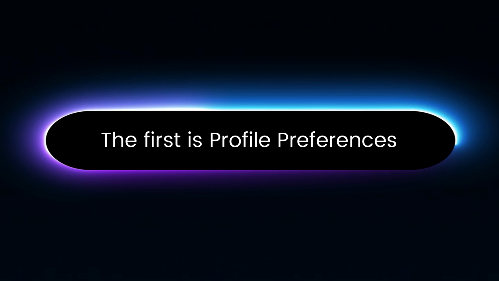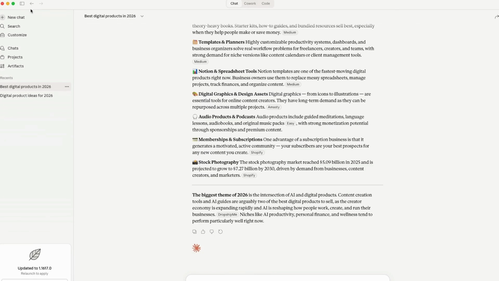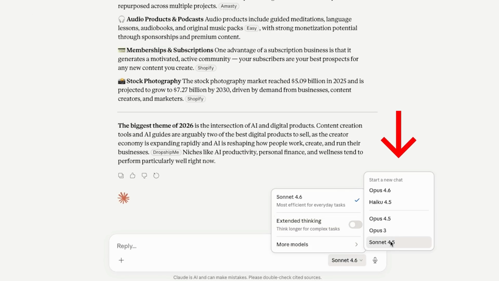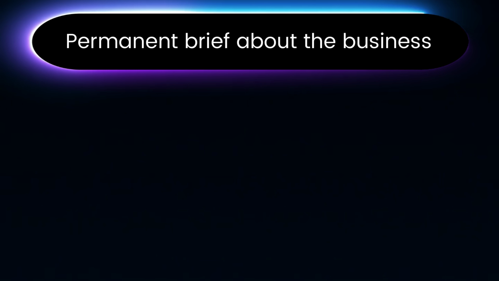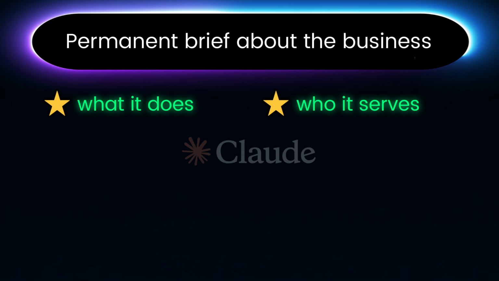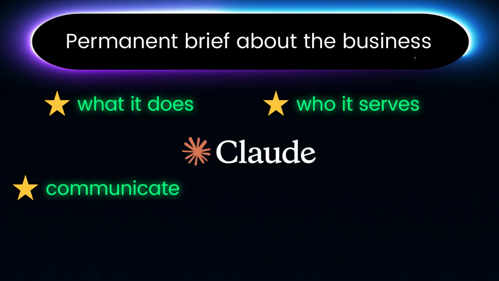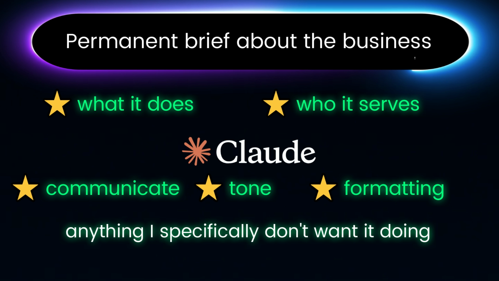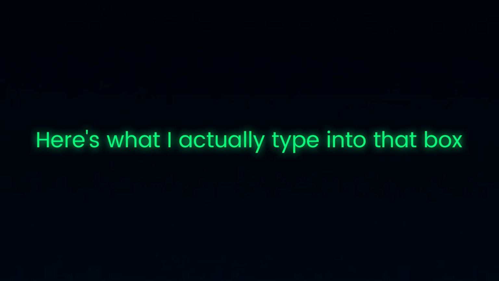The first is Profile Preferences, found under Settings, and it applies to every single conversation you start on any plan, including free. This is where I put a short, permanent brief about the business, what it does, who it serves, and how I want Claude to communicate, tone, formatting, and anything I specifically don't want it doing. Here's what I actually type into that box.